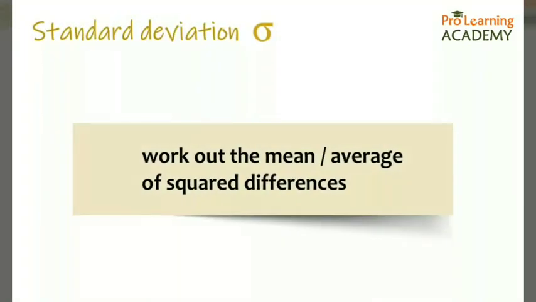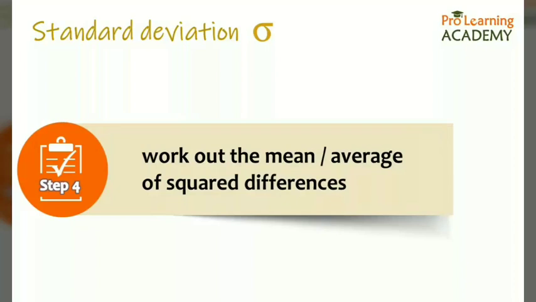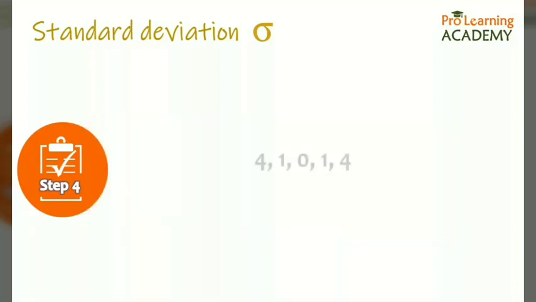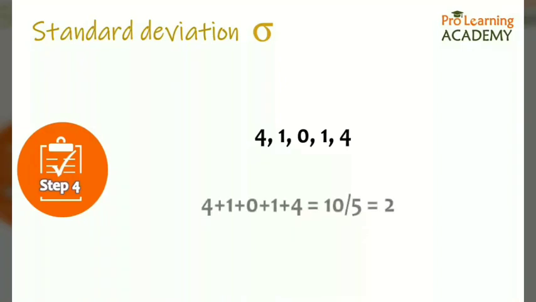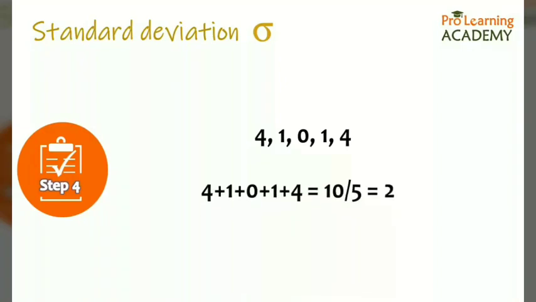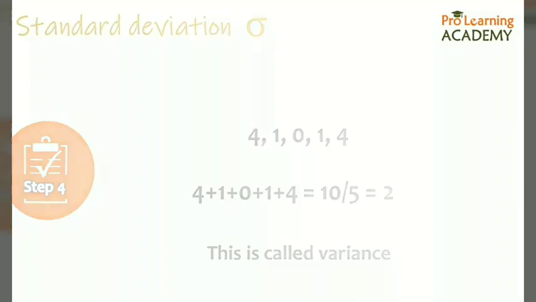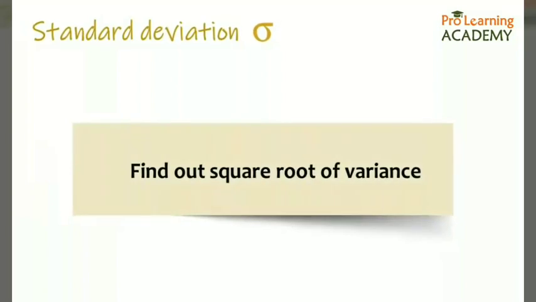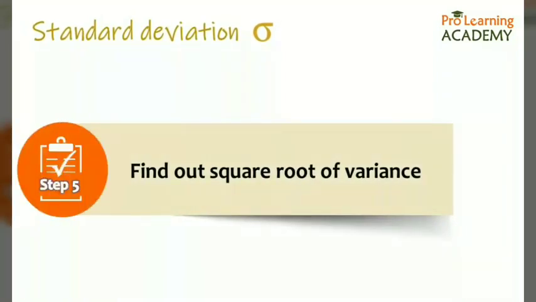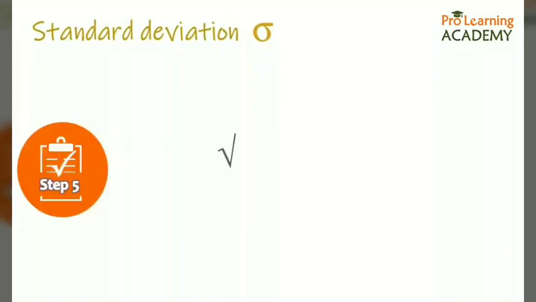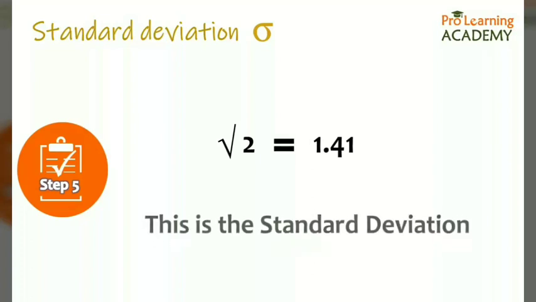So we will again work out the mean of the squared differences. So 4 plus 1 plus 0 plus 1 plus 4 is 10, divided by 5 is 2. And this is called variance. Finally, we have to find the square root of 2. And that is 1.41. This is the standard deviation.